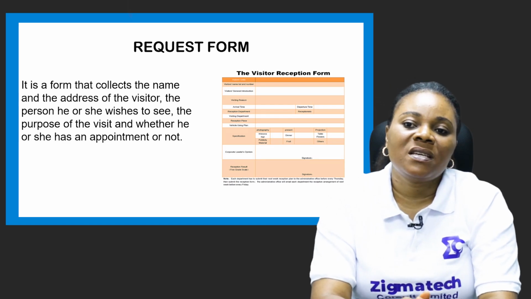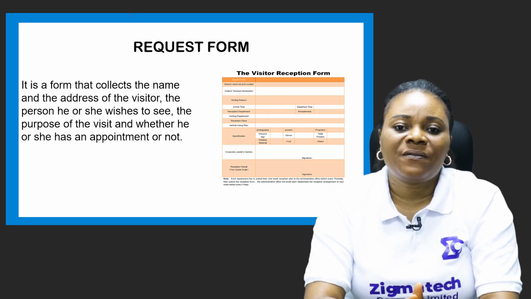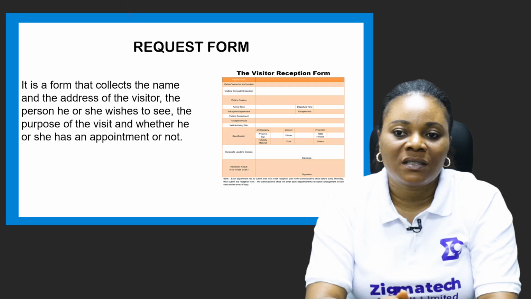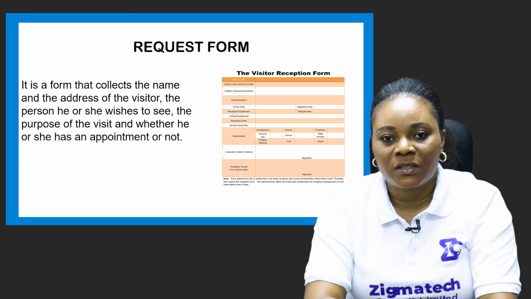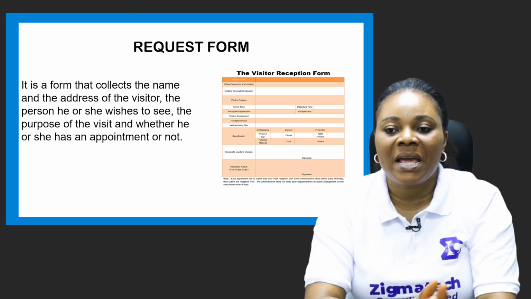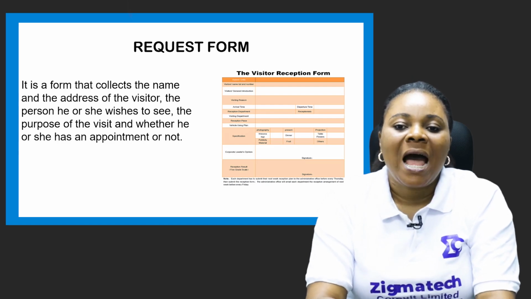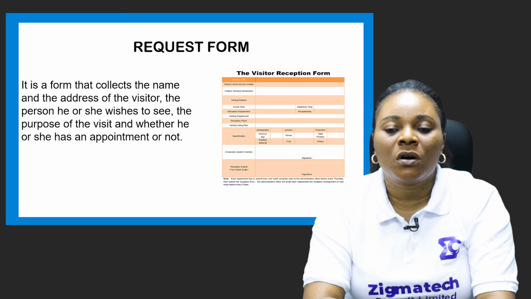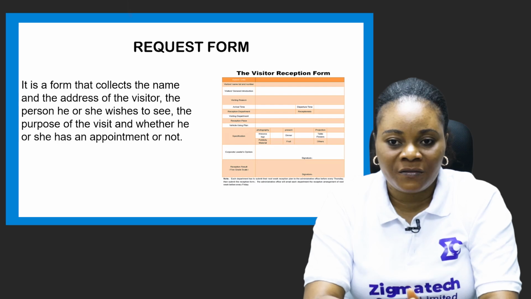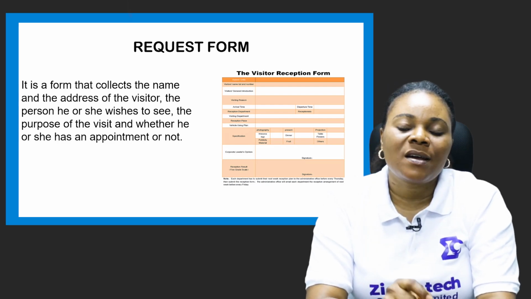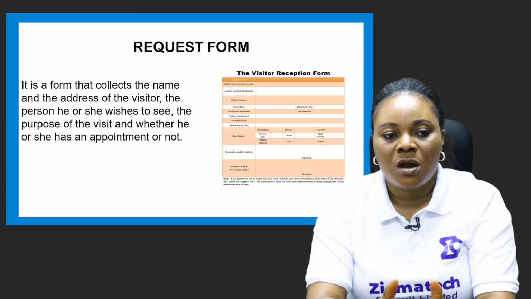The second document is the request form. The request form is an internal document. This request form too is kept in the reception office. This is a form that collects the name. That means you fill in the name and the address of the visitor, identify who the visitor has called or who the visitor wishes to see, then the purpose of the visit.